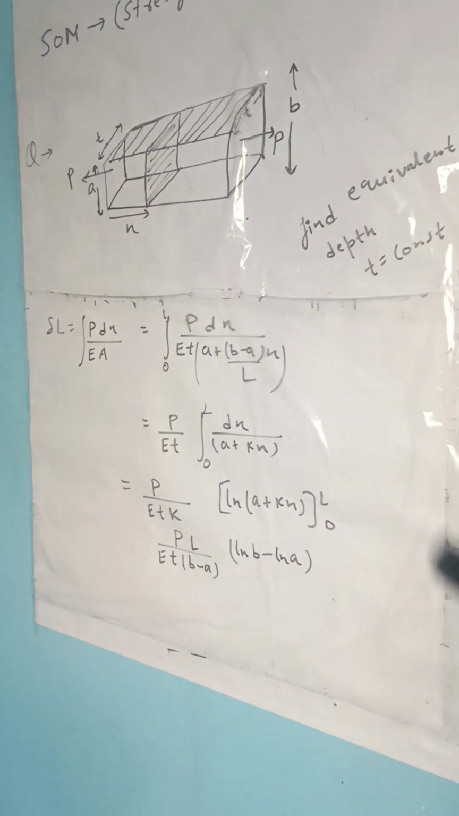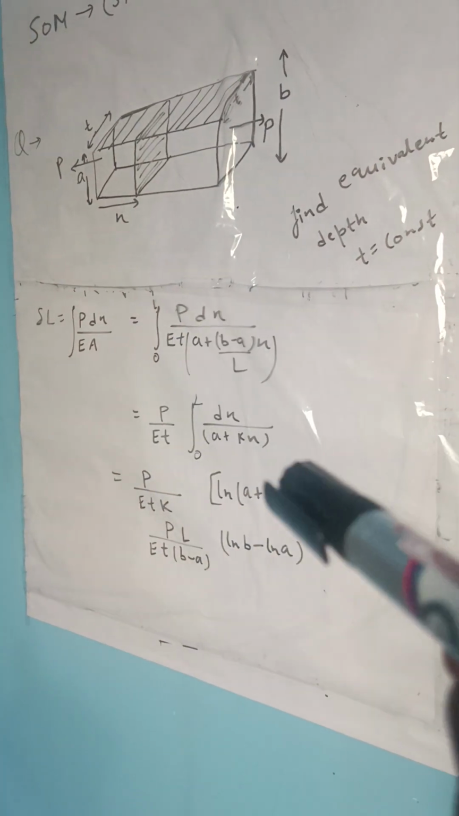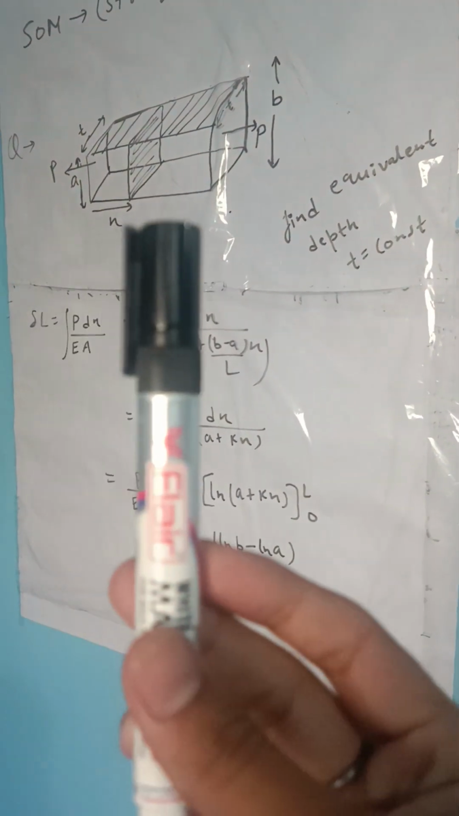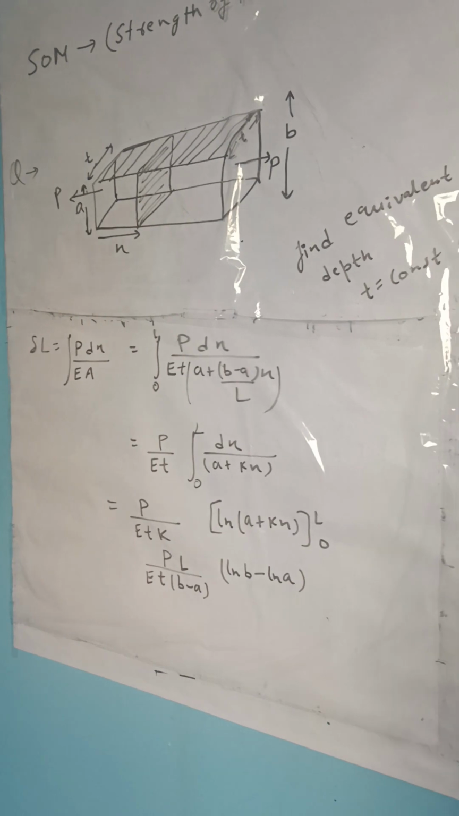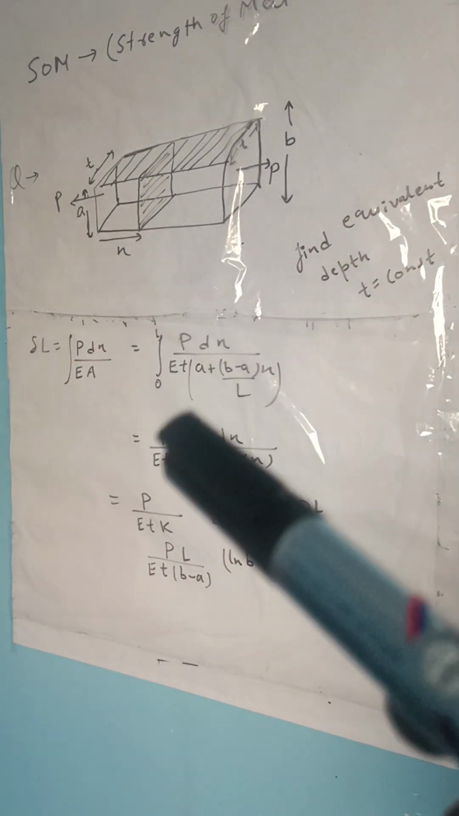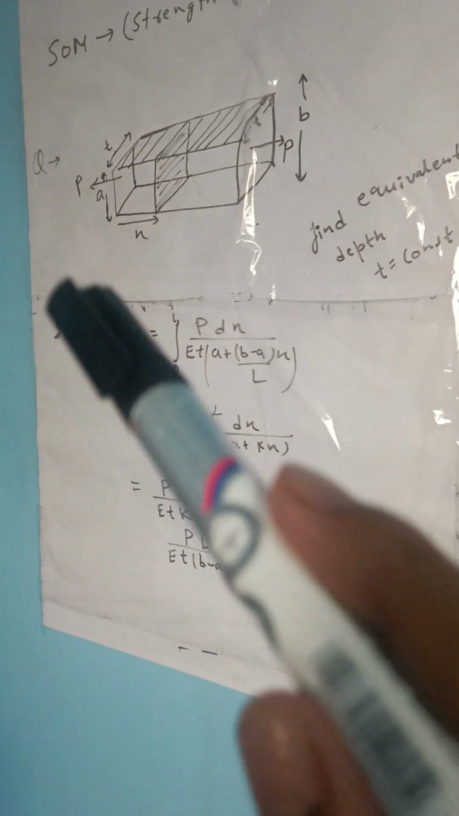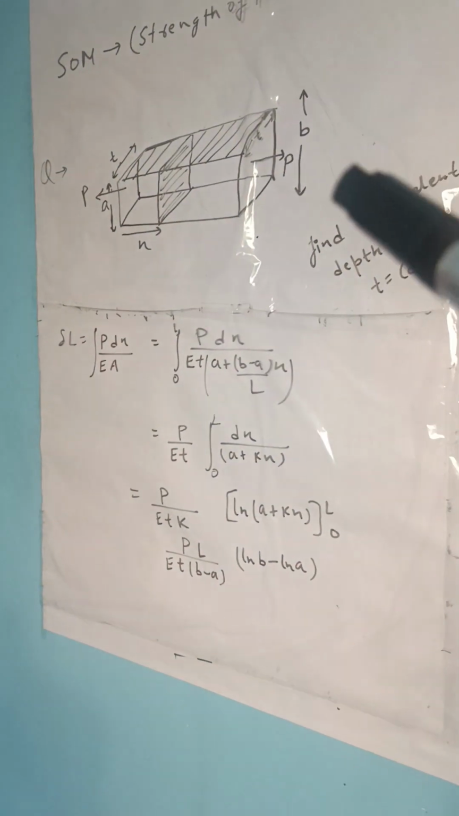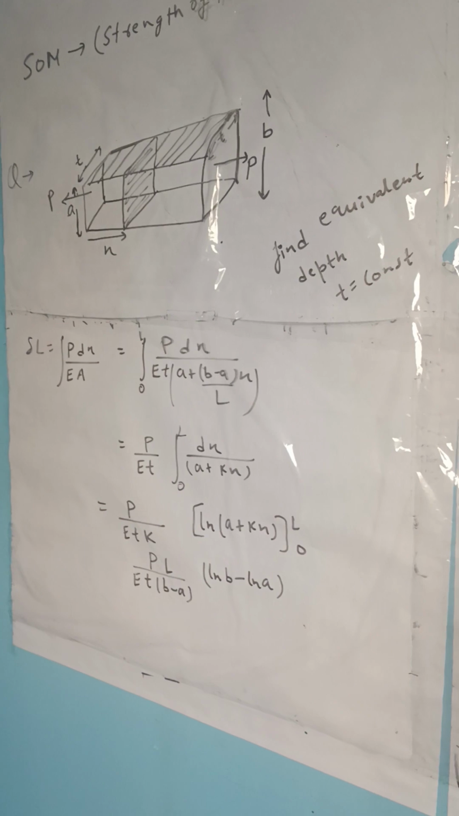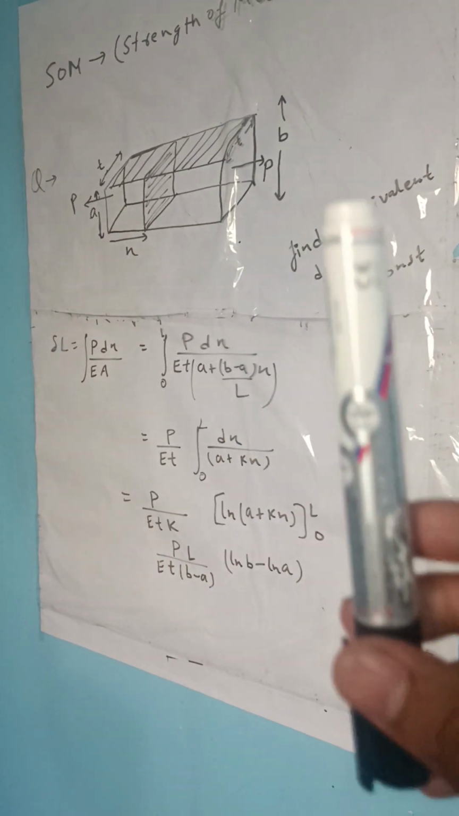For a rectangular cross section, area is thickness into depth. So we take a section at a distance x from the left hand. A plus (B minus A by L) x will be the depth. How? Here depth is A, there it is B. B is greater than A, it is given, or we can see from the diagram that B is greater.